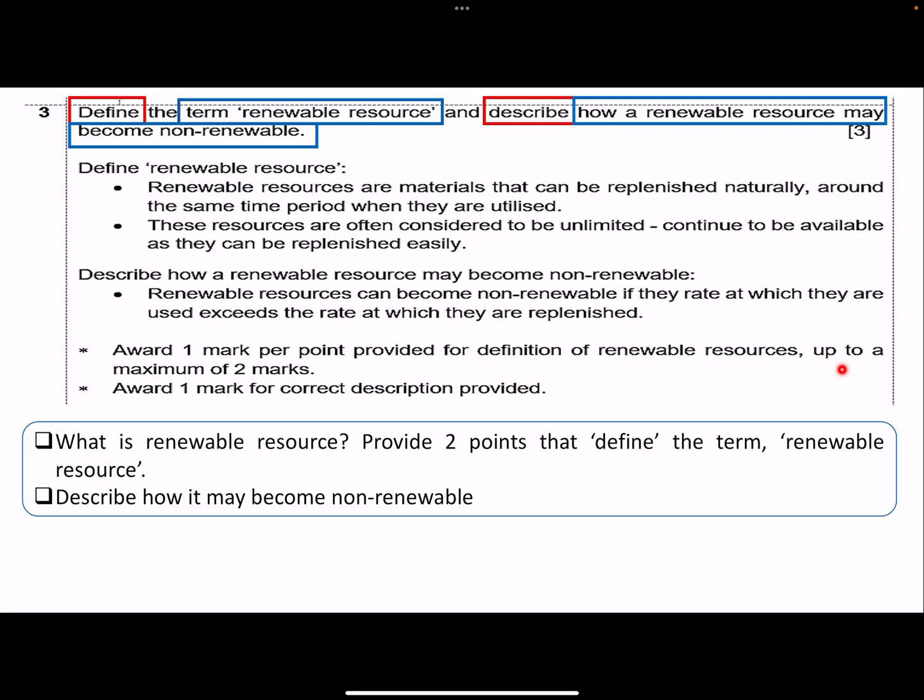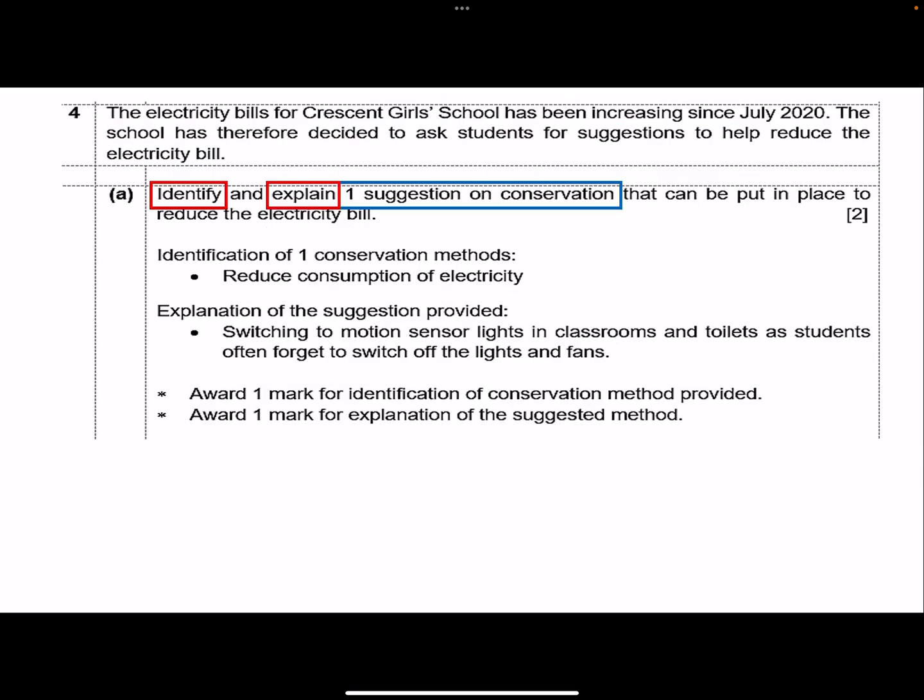Now, in your answer, some of you have given examples of how something that is renewable becomes non-renewable. Is it a must to do so? No. If it clearly helps you in your learning and in your explanation, will you be penalized for giving examples? Of course not. But if your example has no link, then I'm sorry, it will not be worth anything.